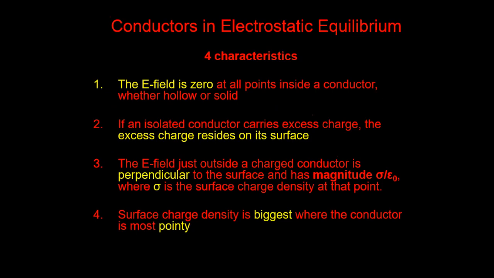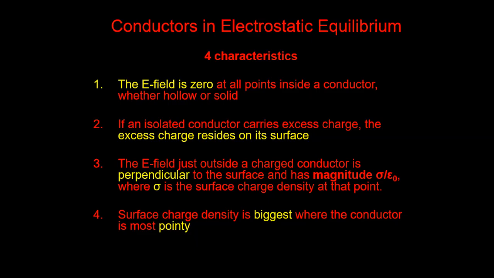So any conductor which is in electrostatic equilibrium should abide by the following four characteristics. Number one, the electric field should be zero at all points inside the conductor, and that doesn't matter if it's solid or hollow. Number two, if it's an isolated conductor carrying excess charge, the excess charge will sit on its surface. Number three, the electric field just outside a charged conductor is 90 degrees to the surface and will have a magnitude that we've seen before of sigma.